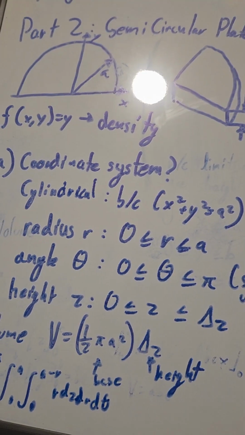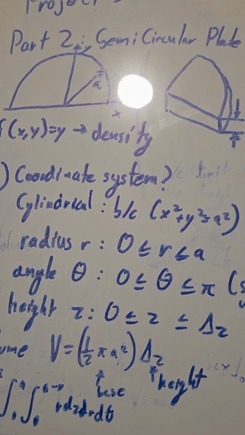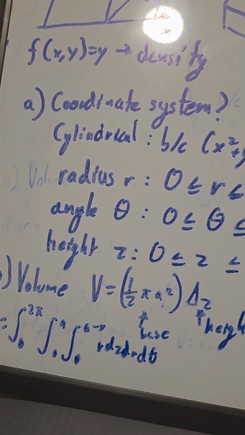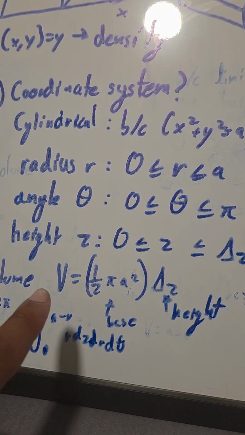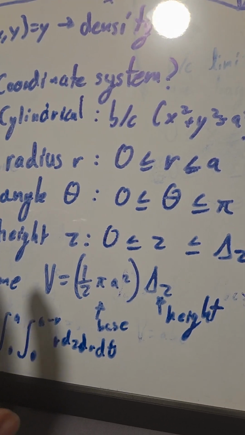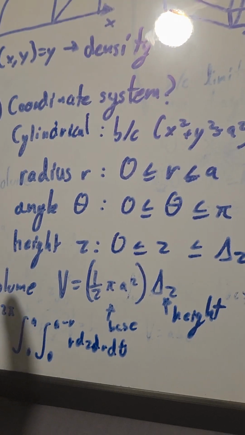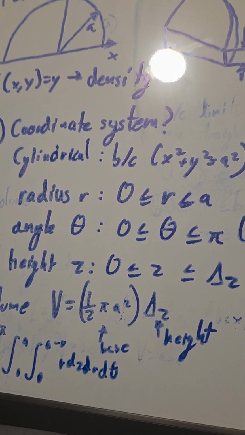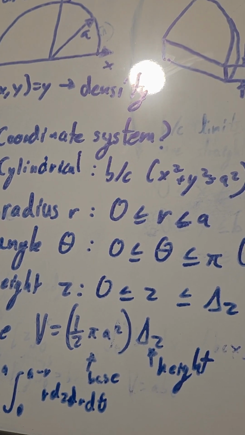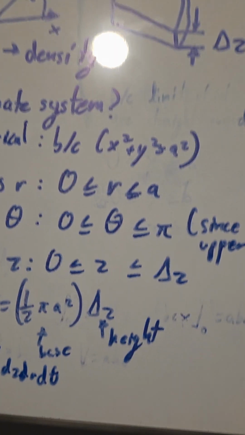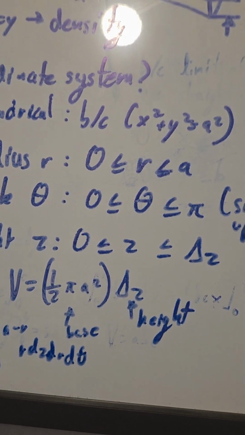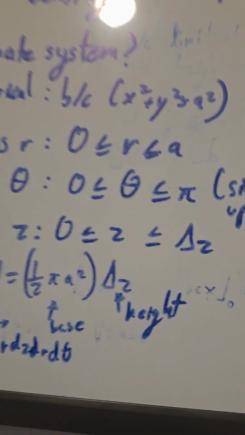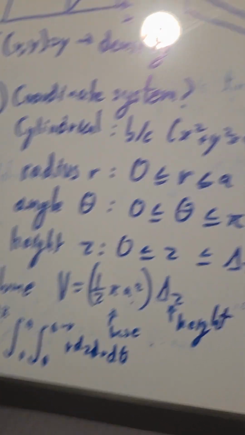To compute volume, we start off with our semicircular area because volume equals base times height. So start with a semicircular area, which is 1/2 pi r squared, where r is a, because this is a semicircle, so that's why I multiplied by 1/2. And then our height would be the change in z.